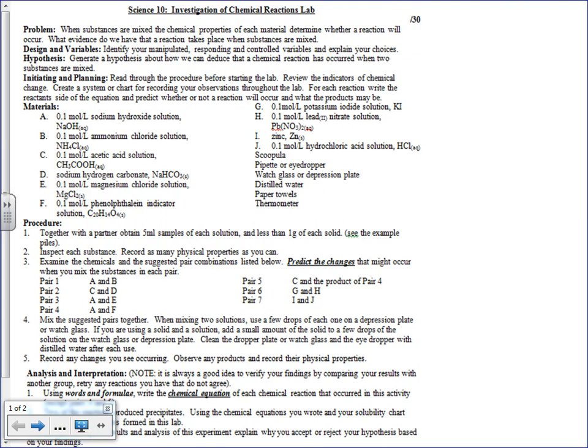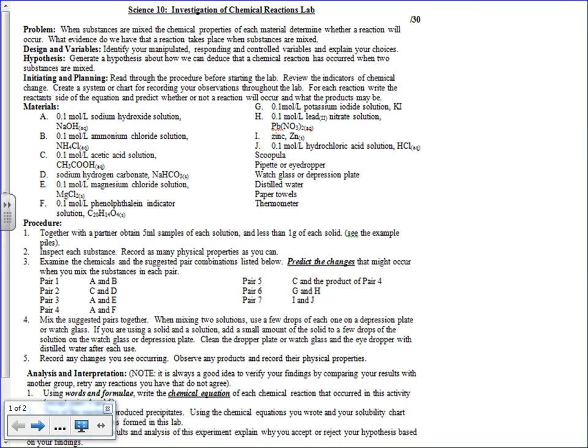Okay, the problem we're investigating here has to do with the signs of a chemical reaction. What is the evidence that a chemical reaction occurs? Those kinds of things that we talked about last week when we first introduced chemical reactions. The purpose of this lab is to find out whether the things we think are signs of a chemical reaction will be evident when a chemical reaction occurs.